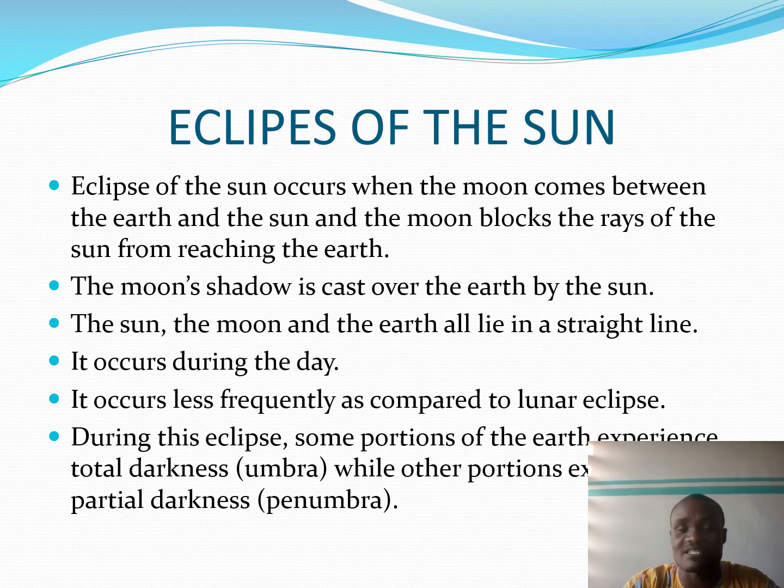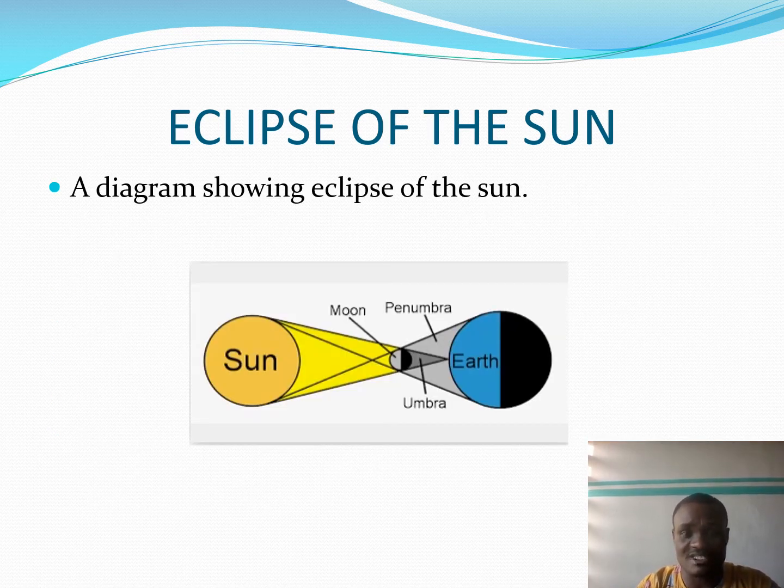Eclipse of the sun usually occurs during the day, and it occurs less frequently as compared to that of the lunar eclipse. And during this type of eclipse, some portions of the earth experience total darkness, what they call the umbra, whilst other portions also experience partial darkness, penumbra. A diagram in the book explains what I am saying.